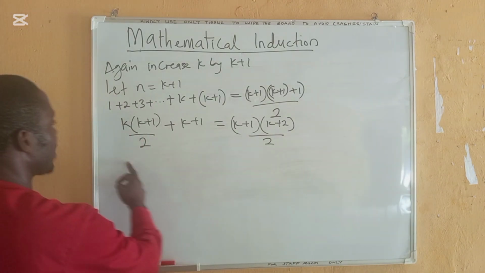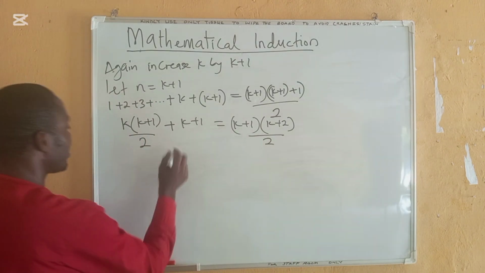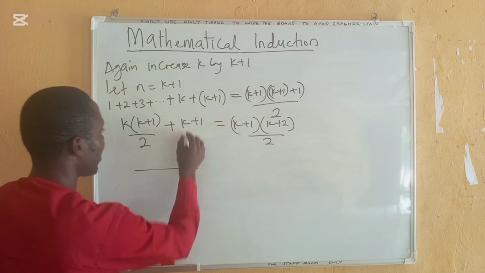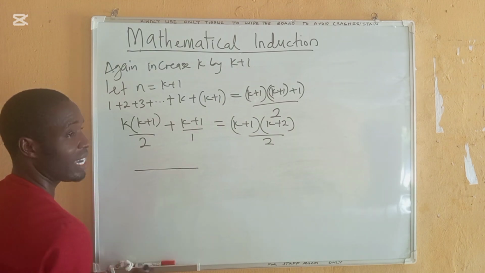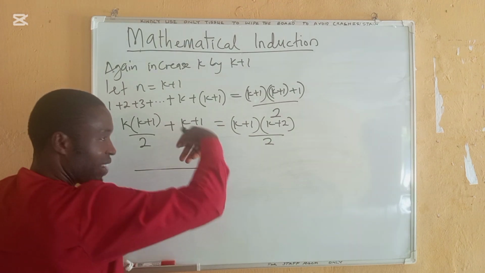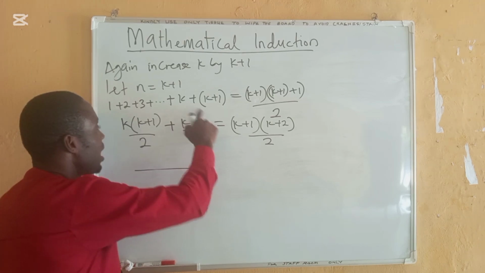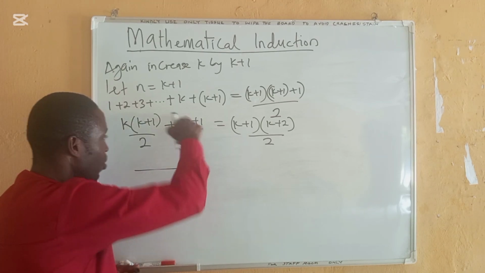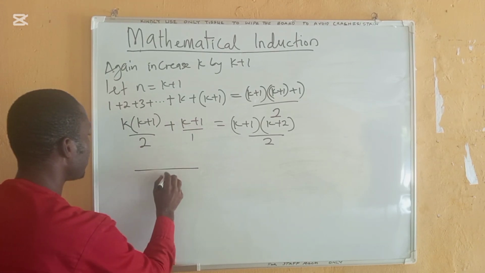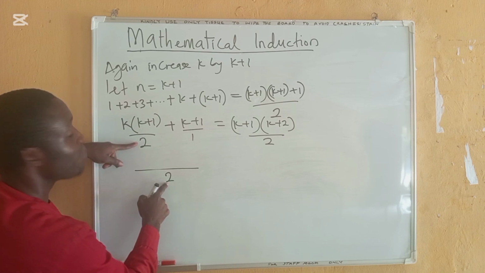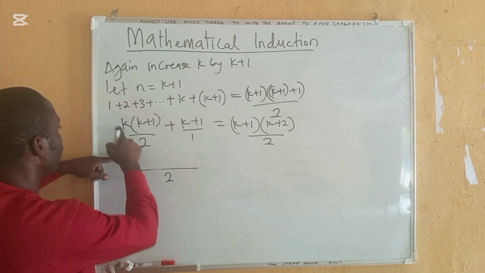From the left hand side, you can find the LCM. Finding the LCM on the left hand side, you know the denominator here is 1. Any number divided by 1 is still that number, so k plus 1 divided by 1 is k plus 1. So the LCM here is what? 2. 2 divided by 2 will give us 1, and 1 times the whole of this will give us the whole of that.